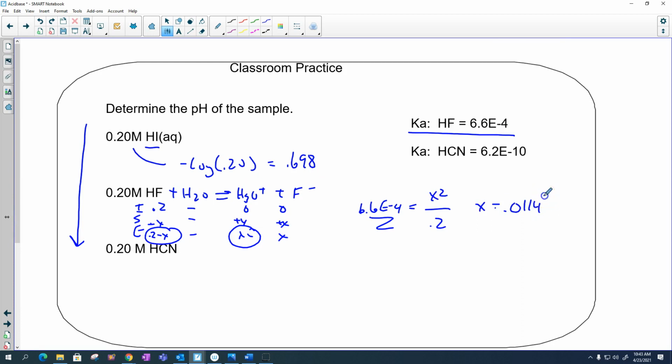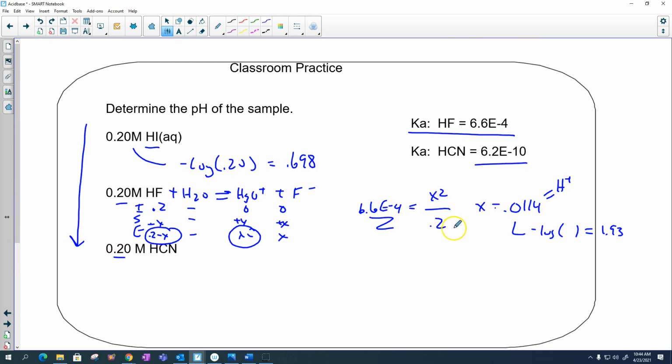Now that's the concentration of your H plus ions. In that case, to get pH, take the negative log of this, the negative log of your previous answer, and you're going to get 1.93. 1.93 is your pH.